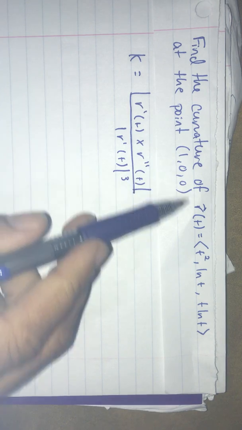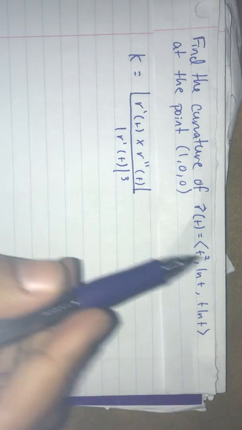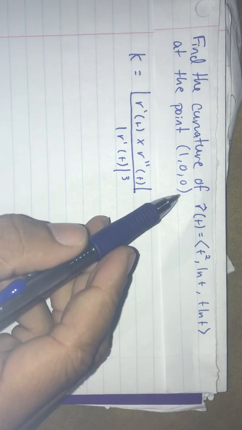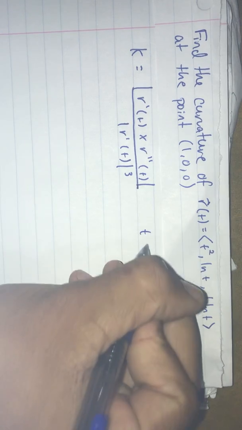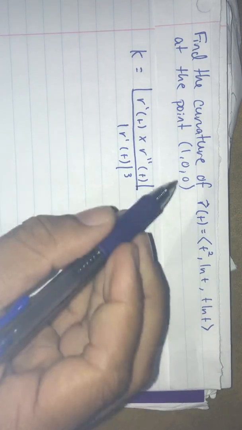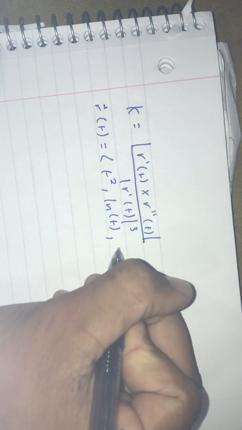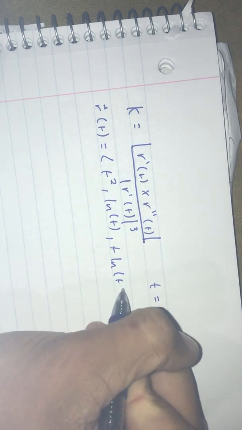So at that point, t squared is equal to 1, ln of t is equal to 0, and t ln of t is equal to 0. We know that t is equal to 1, because ln of 1 is 0, and 1 times 0 is 0. All right, so I'm going to get this out of the way. We know that r of t equals the vector t squared, ln t, t ln t.